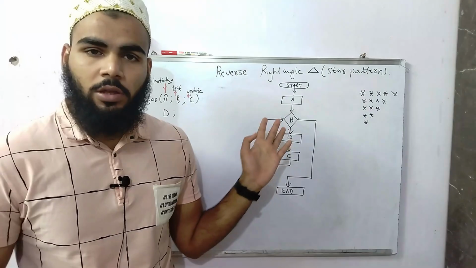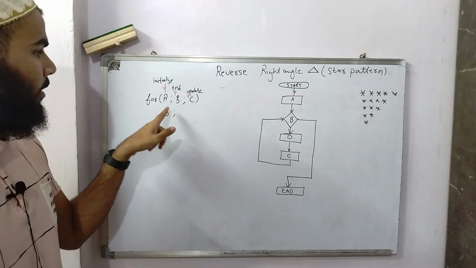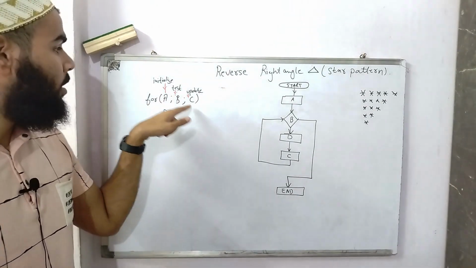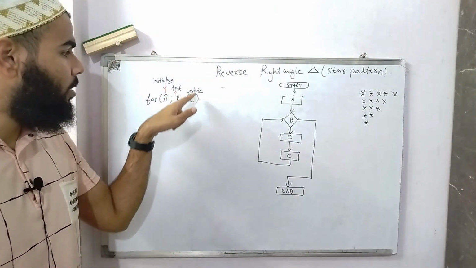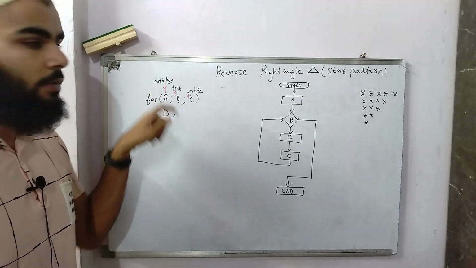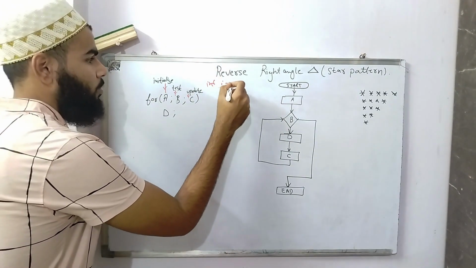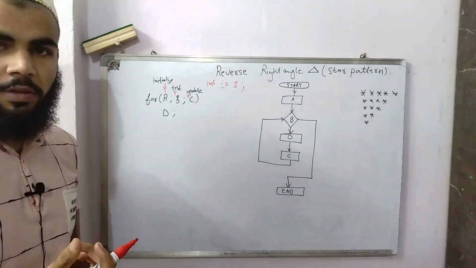Now this is the working of the for loop. As you can see here, in the for loop, we know that there are three types of statements we have. The first one is the initialize statement, the second one is the test statement, and the third one is the update statement. Coming to the initialize statement, for example, we initialize something like integer i is equal to 1, right? We initialize it, like what's the starting value of the variable.